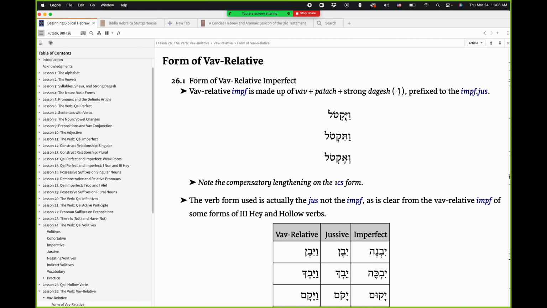It's not actually an imperfect form here. It's a jussive form, which is why the shortening that occurs with the jussive is also going to occur when you have a Vav-Relative. Because that Vav-Relative is actually attached to the jussive form, the shortenings that you see in the jussive compared to the imperfect, you'll also see in the Vav-Relative with the imperfect compared to the regular imperfect. So that is to say, a third hey verb like bana. In the imperfect, bana would be yivneh.